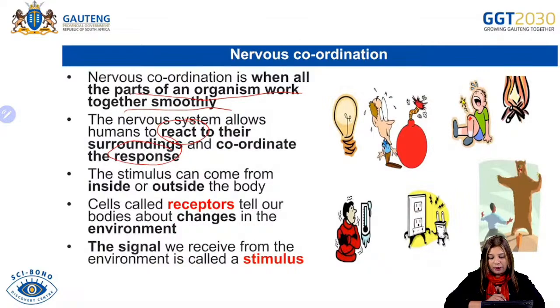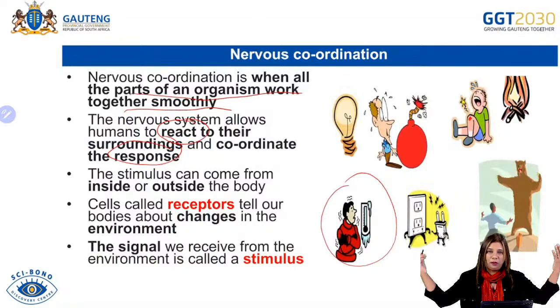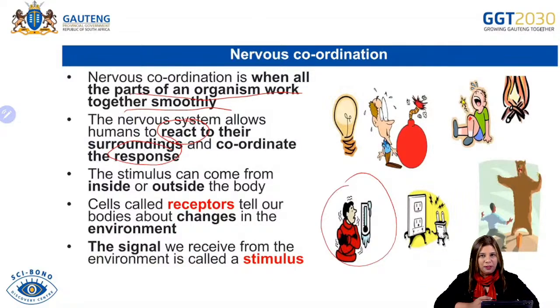So if you look at these diagrams, we will just take one or two. If you look at this diagram, you can see the person is feeling cold. So what do you do when you feel cold? Do you walk around in your shorts and your t-shirt? No. You put a jersey on, you put long pants on, or you put the heater on, that sort of thing, okay? So there is an internal stimulus on the inside of your body. You're feeling cold. So you react and you respond by doing this.